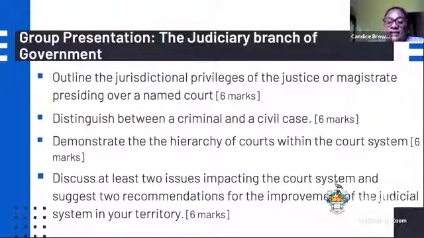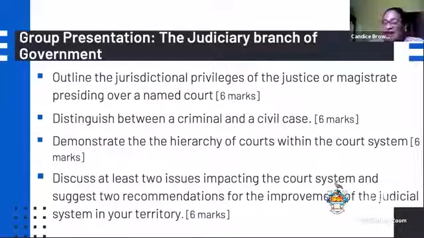We also want them to distinguish between a criminal and a civil case. And they should be able to show the hierarchy of courts within the court system. And last but not least, we want them to actually discuss at least 2 issues that they may see within their community that is affecting the court system, and then to suggest 2 recommendations for improvement of the judicial system.